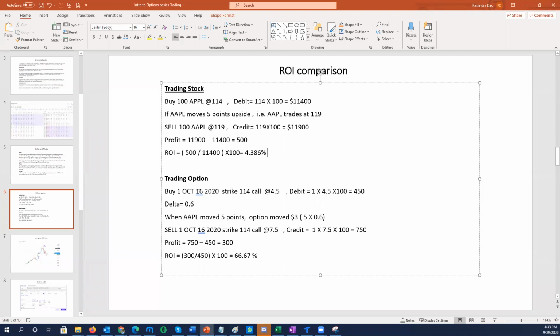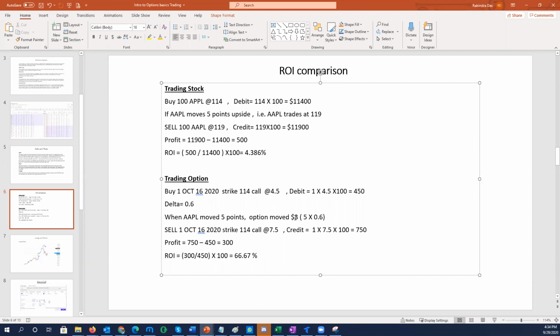As I said, options depend on the delta. If your delta is higher, you are going to make money higher and quicker. If your delta is lower, you'll make less money. It will take a little more time for the stock to move much. So we recommend buying a little more delta all the time. Then when Apple moved 5 points in this case, how much did your option move?